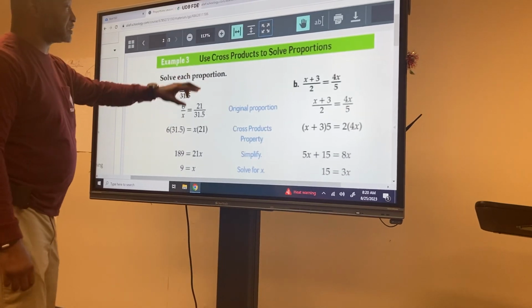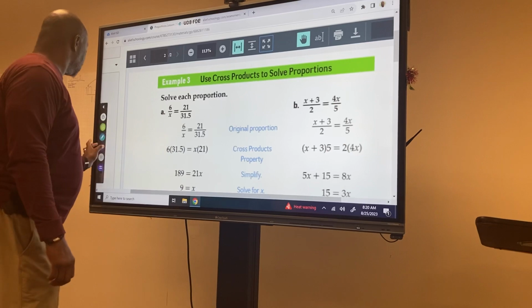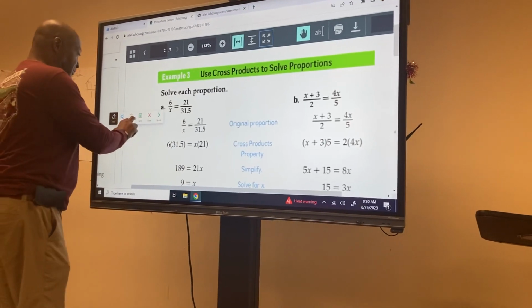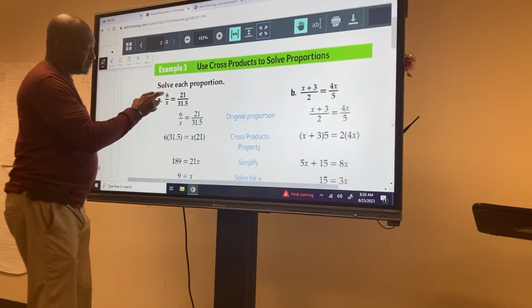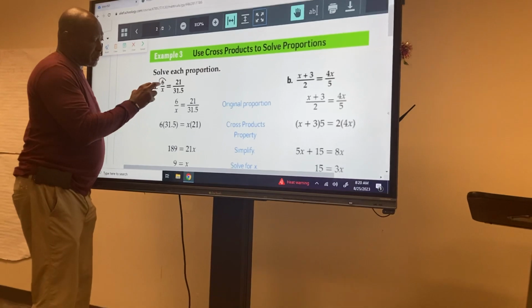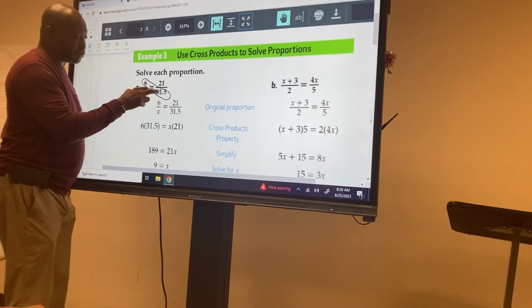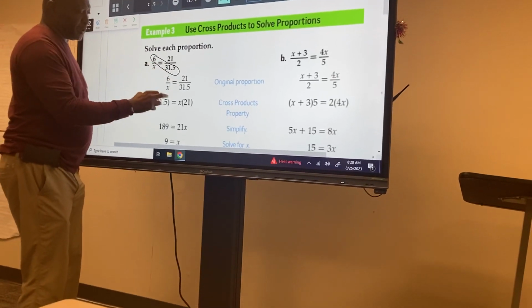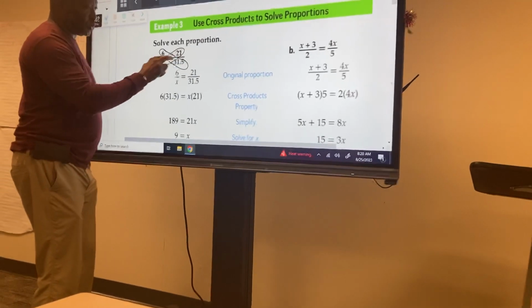Use cross products to solve for proportions. So basically what you would do is this. You will multiply your extremes. These two are called extremes. So you're gonna multiply the 6 times 31, and you're gonna multiply x times 21.